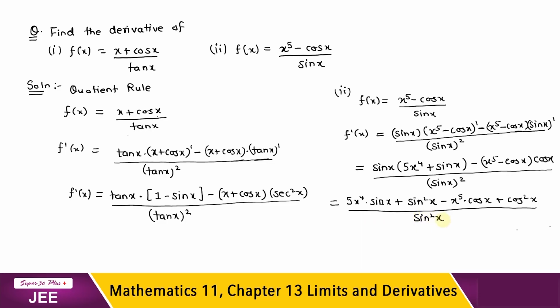Now you can club these two terms, sin square x plus cos square x, in order to get 1 because it is the identity. So we can have 5 x raised to the power 4 sin x minus x raised to the power 5 cos x plus 1, whole divided by sin square x. So this is it. We are done with finding the f dash of the given function, and this is f dash x.